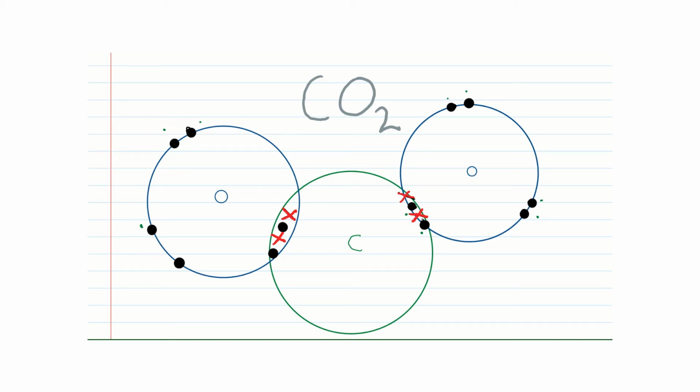I've used different colours because it makes it easier for you to follow, but you can do it just with dots and crosses. And if you count up the way that they've been shared between them, the oxygen has 2, 4, 6, 8 electrons in its outer shell. If we look at the other oxygen, it's got 2, 4, 6, 8 electrons again in its outer shell, so that's happy too. And we have to have a look at what the carbon's doing, and again carbon has 2, 4, 6, 8 electrons in its outer shell.